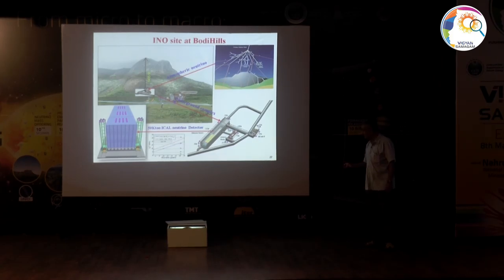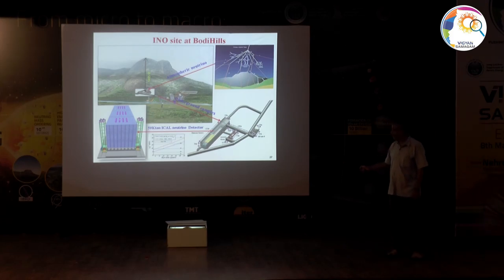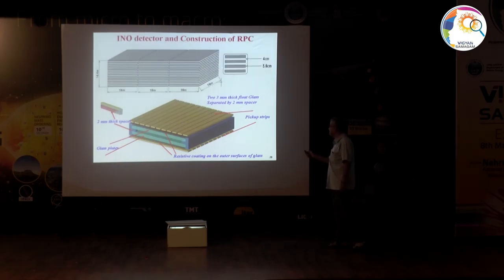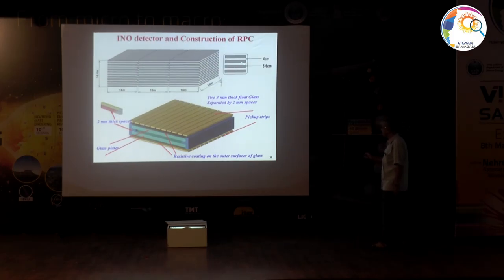And if I go a little further, this is the detector we will put. This is the 50 kiloton detector. Its width is roughly 16 meters, length is 50 meters, height is 15 meters. It is mainly made of iron, 50 kilotons of iron. And this is actually a more detailed picture of this.